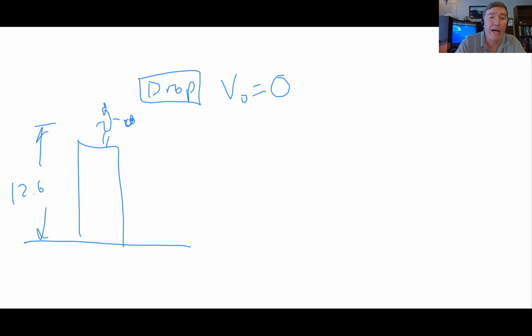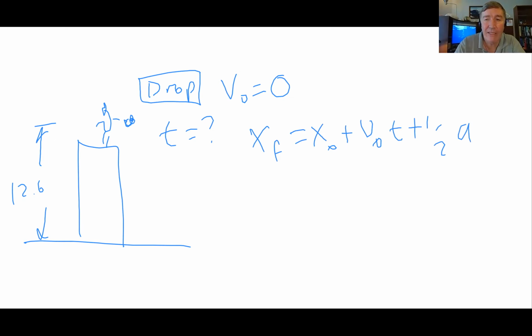All right, so I want to know how much time it takes to hit the ground. So I'm going to use the mother of all motion equations: x final equals x initial plus v initial t plus 1/2 at squared. And let's do it Fatima's way. Let me switch to red here. So let's assume that our origin is down at the bottom.